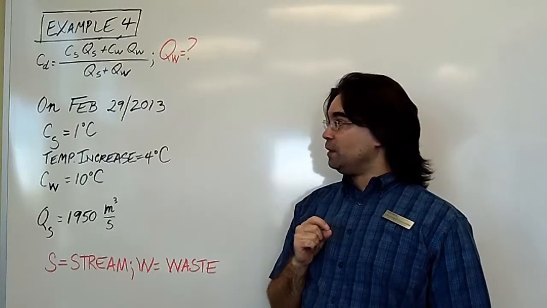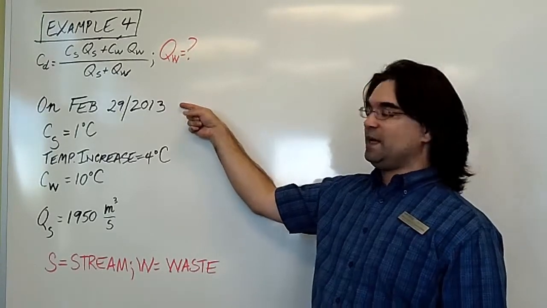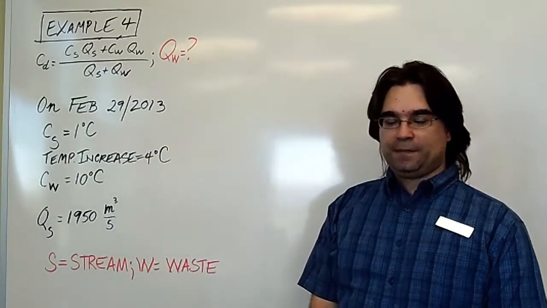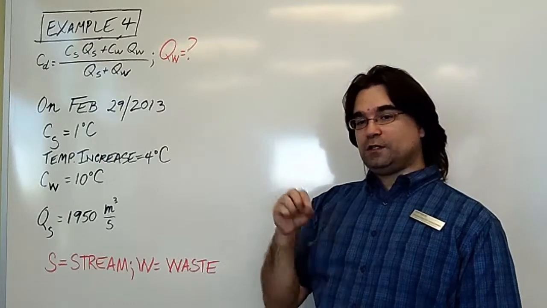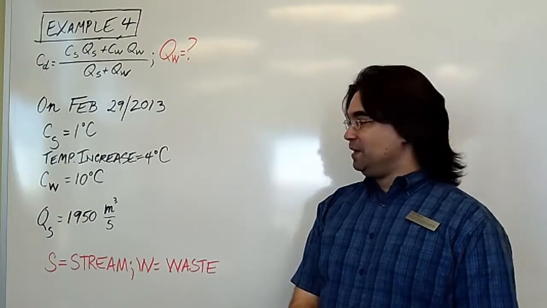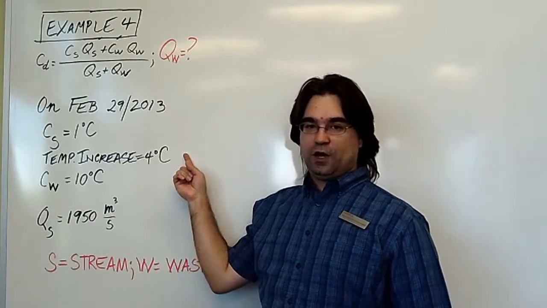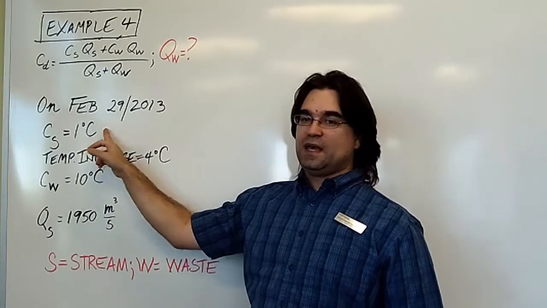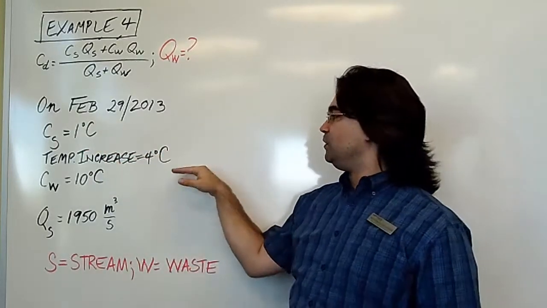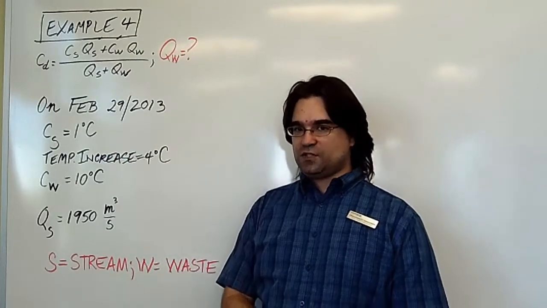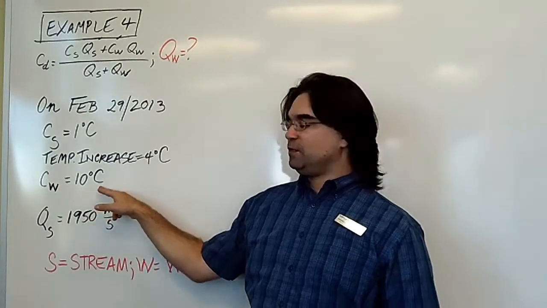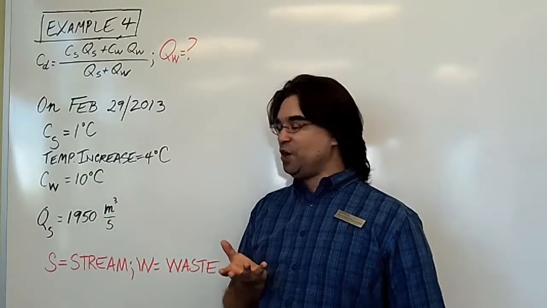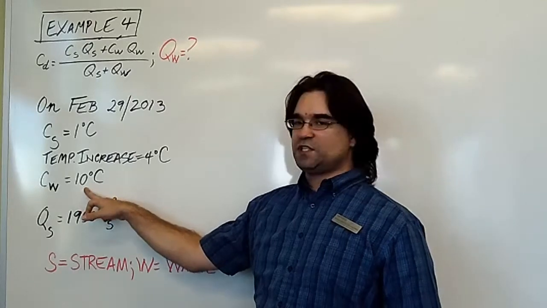Specifically, for example number 4, you're being told that on February 29, 2013, the temperature in the Ottawa River is 1 degree Celsius. You're also told that according to the local law in Ottawa, the highest increase in temperature for the Ottawa River is 4 degrees Celsius. That is, regardless of what the existing temperature is, any addition of hotter water can only increase the temperature by 4 degrees Celsius. You're then informed that the temperature of the wastewater from the fictitious nuclear plant in Ottawa that's being dumped in the Ottawa River is 10 degrees Celsius.